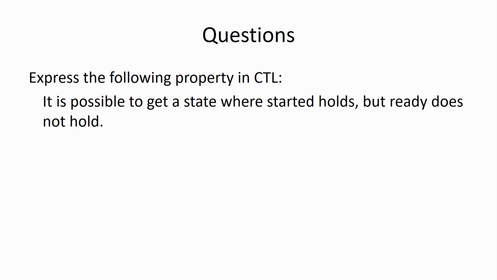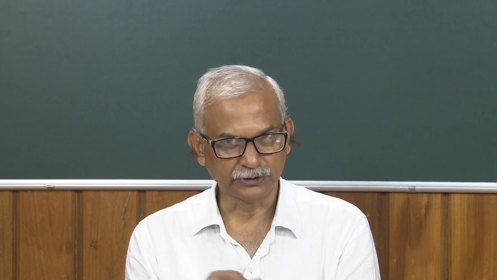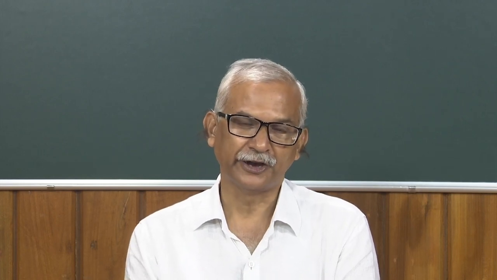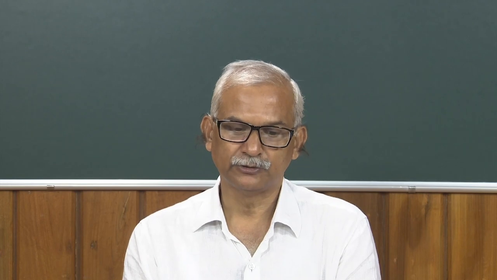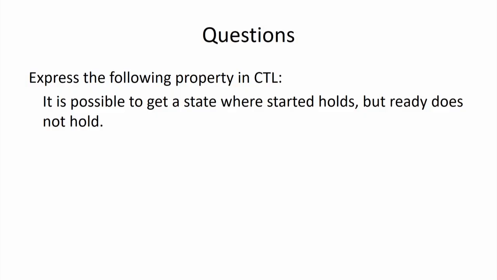Now, some properties. CTL is used to express our properties. One property says: it is possible to get a state where started holds, but ready does not hold. Basically, if we switch on a system, then we can say that we have started the system, but there may be some other condition, whether the system is ready or not. Sometimes you look at a printer and see that it is switched on, that means you have already started the printer, but it is not ready due to some other reasons, maybe something has gone wrong in the system. So, is it possible to get a state where started holds, but ready does not hold? In a system we can reason about such types of properties.